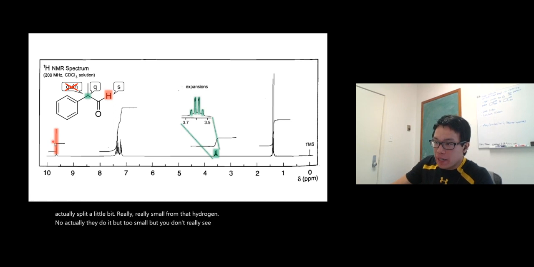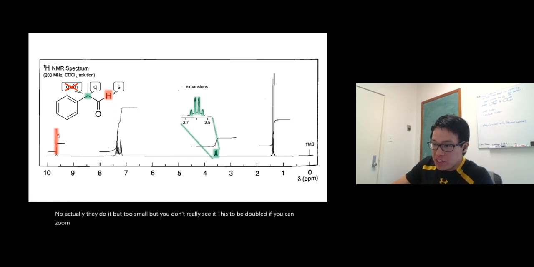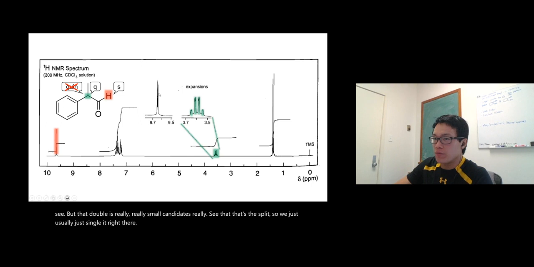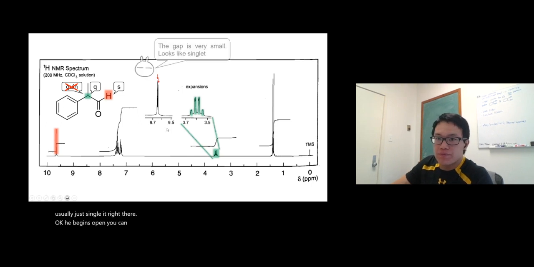This peak is supposed to be a doublet. If you can zoom in, really, really zoom in, you might be able to see a doublet. But normally we just see that the doublet is really, really small. You can't really see the split. So we usually just call it a singlet right there. The gap is too small, it looks like a singlet.